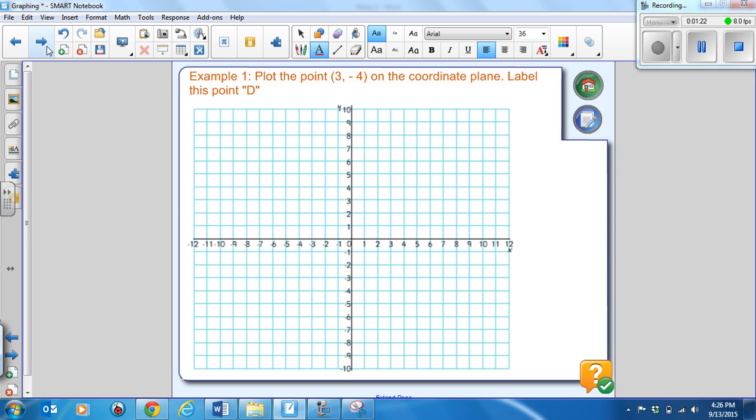Alright, let's go ahead and look at this first example. It says plot the point 3, negative 4 on the coordinate plane and label that point D. So we're going to start at the origin, and our first number is positive, it's a positive 3. So we're going to go over 3, and then from this point, we're going to go down 4 since our number is negative. So we're going to plot a point right there at 3, negative 4, and we're going to label it as point D.